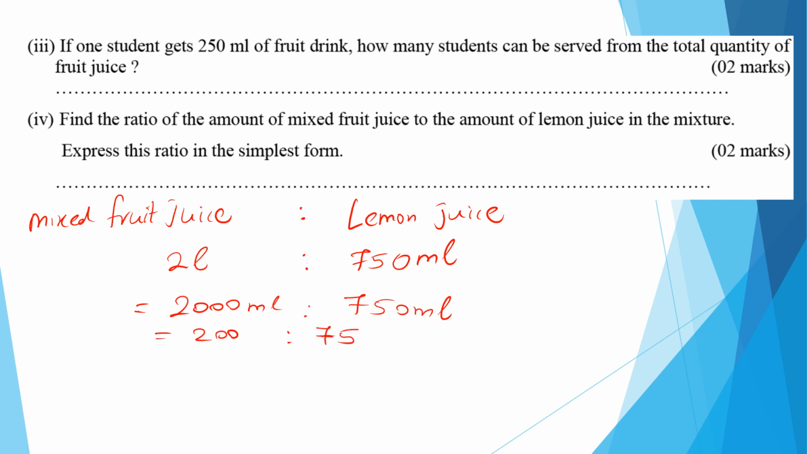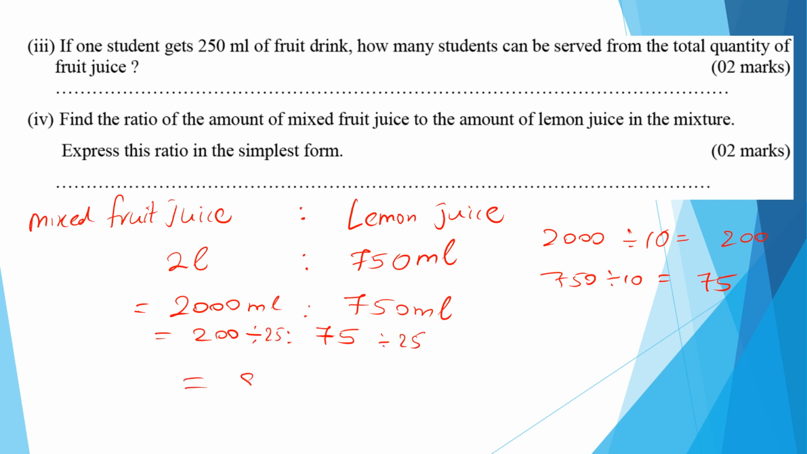We divide both sides by 10. You know how to divide by 10: 2000 divided by 10 means 200, and 750 divided by 10 means 75. We just have to skip the last 0. Then we can divide by 25.